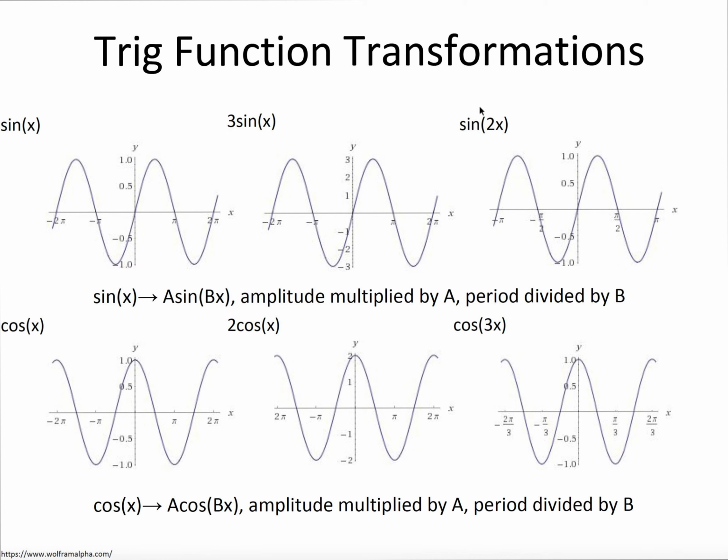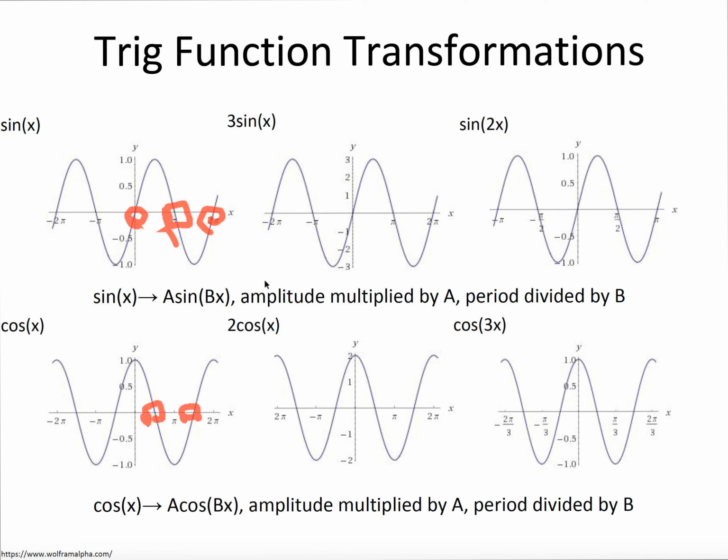Another thing is the multiplication of anything within the parentheses here is going to make it so that the period is going to be divided by that number. So the period is generally from 0 to 2 pi here for both of them, where sine goes through the x-axis at pi, and cosine in between 0 and pi, so pi over 2, and then in between pi and 2 pi, so 3 pi over 2.